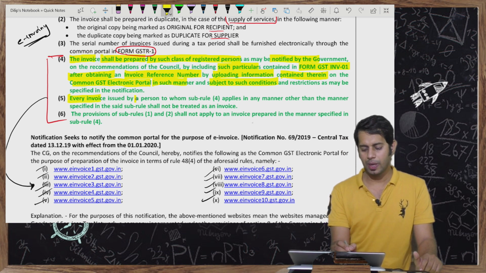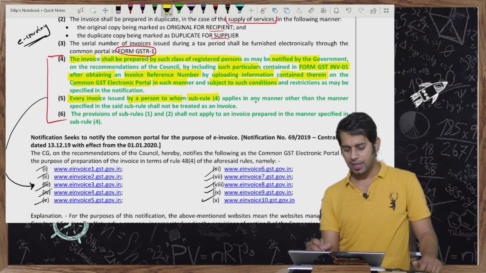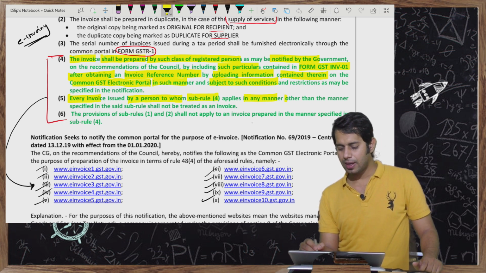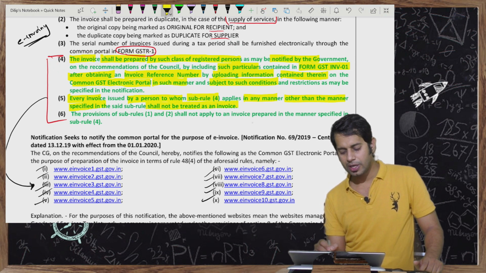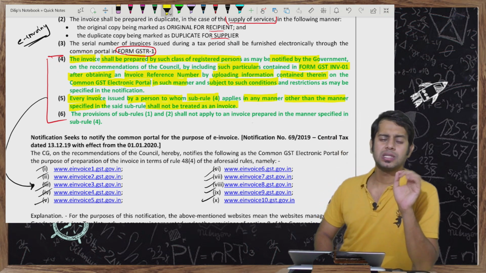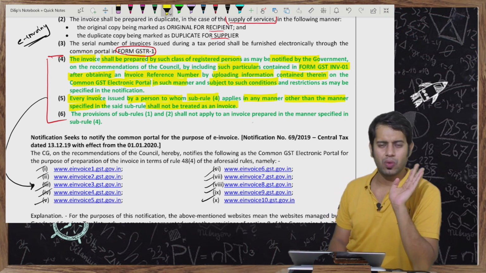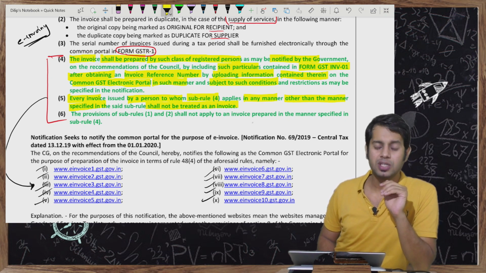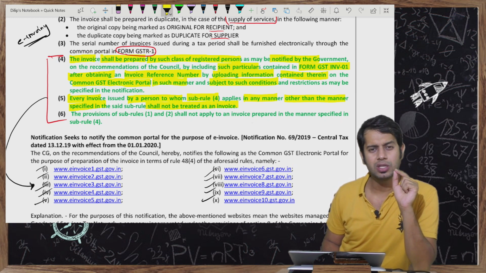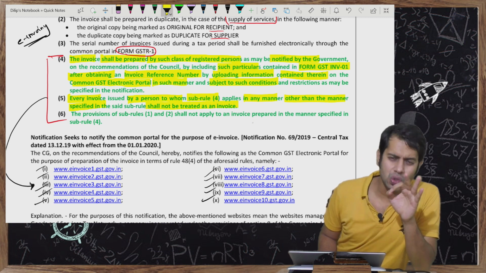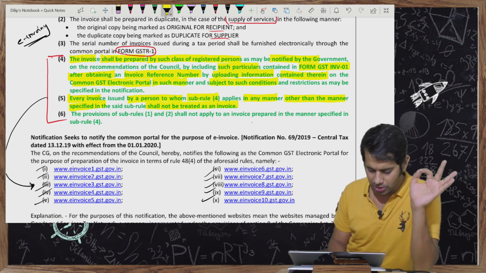Every invoice issued by a person to whom sub rule 4 applies in any manner other than the manner specified in the said sub-rule shall not be treated as invoice. So if you are a person to whom sub-rule 4 is applicable, who is required to give e-invoices, then you will have to issue an e-invoice only. If you issue any other type of invoice, it is invalid.